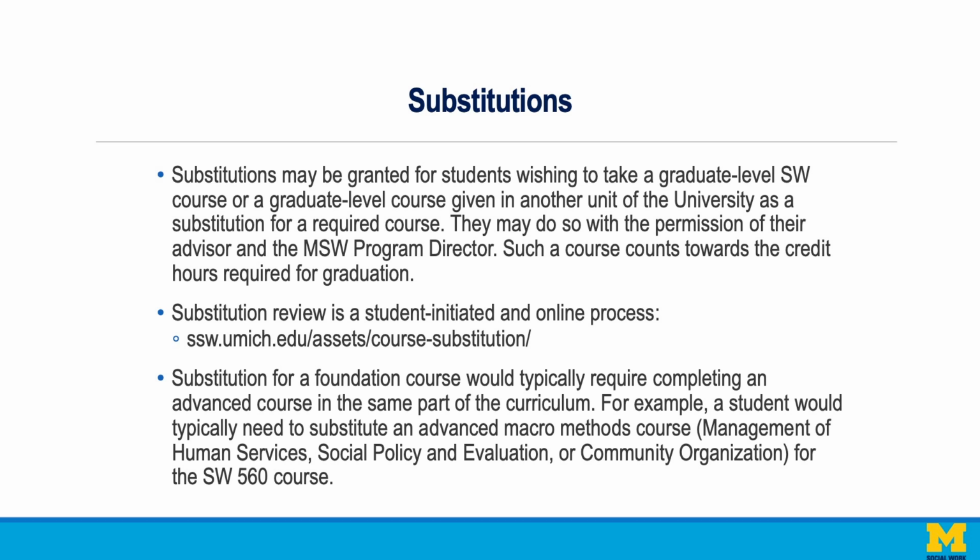Typically, a substitution for a foundation course requires that you enroll in an advanced course in the same area of the curriculum. So, for example, if you're attempting to do a substitution for the Introduction to Interpersonal Practice course, Social Work 521, you would typically look at taking an advanced interpersonal practice course. And the same is true for Social Work 560 with macro social work. So typically a substitution for Social Work 560 would involve taking an advanced course in management, policy, or community organization.